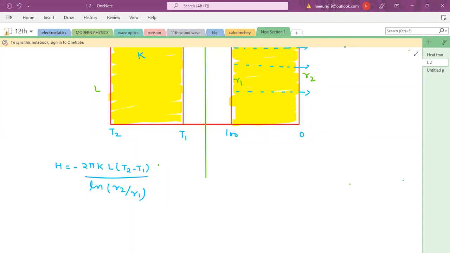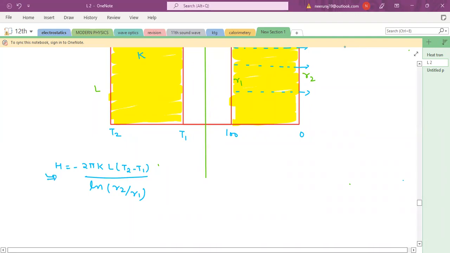So, if you see the formula for heat current in case of a cylinder, this is the formula: H equals to minus 2 pi KL (T2 minus T1), this is T low minus T high, divided by ln(R2 by R1). So R2 is the outer radius, R1 is the inner radius. Okay, and that is the formula.